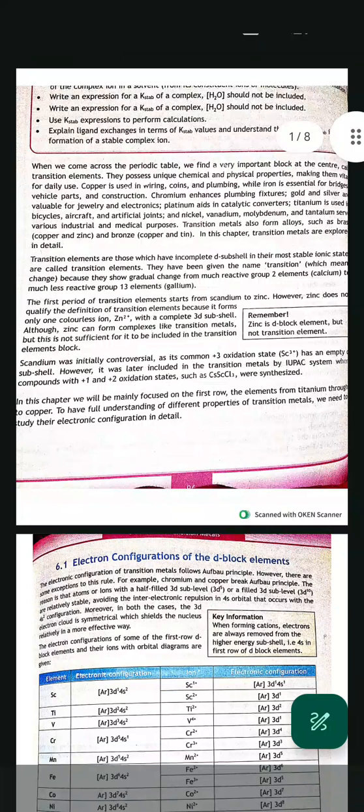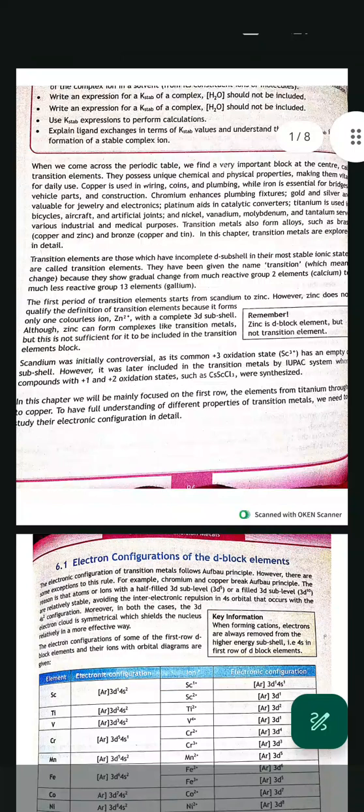The first period of transition elements starts from scandium to zinc. However, zinc does not qualify the definition of transition elements because it forms only one colorless ion, Zn2+, with a complete 3d subshell. Although zinc can form complexes like transition metals, this is not sufficient for it to be included in the transition elements block.